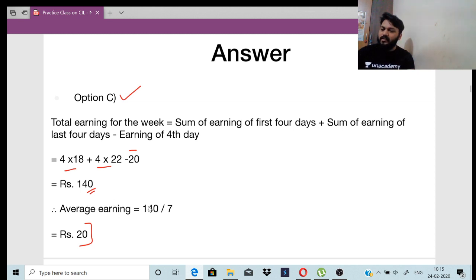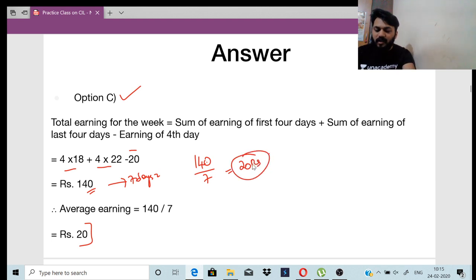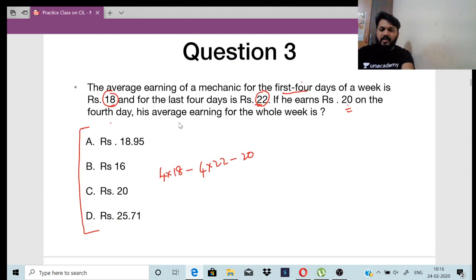How many days are there in a week? 7 days are there in a week, right? So the average is the total salary divided by 7 days. How much will it be for one day? It will be 20 rupees. The total earning for the whole week is actually 140.